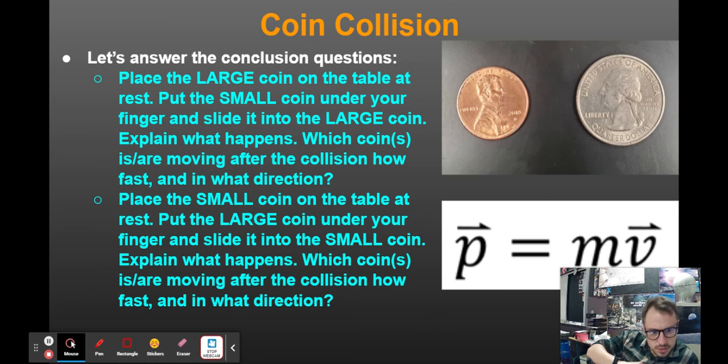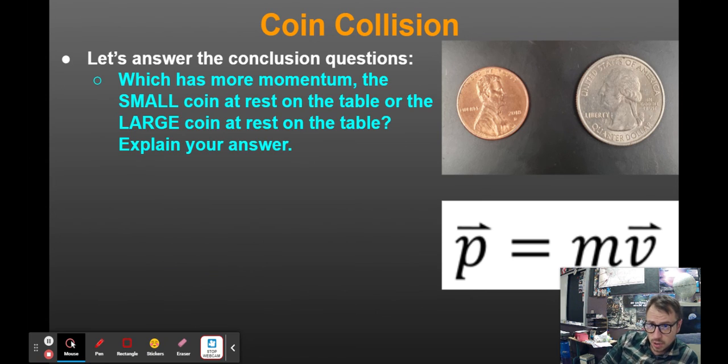So what you should notice, if you slide the small coin into the large coin, is that small coin should stop or bounce back a little bit, and that large coin should move a little bit. Now, if you launch the large coin into the small coin, that large coin just sort of barrels right through the small coin and keeps moving. So let's just answer these questions, and this is just based on observations.